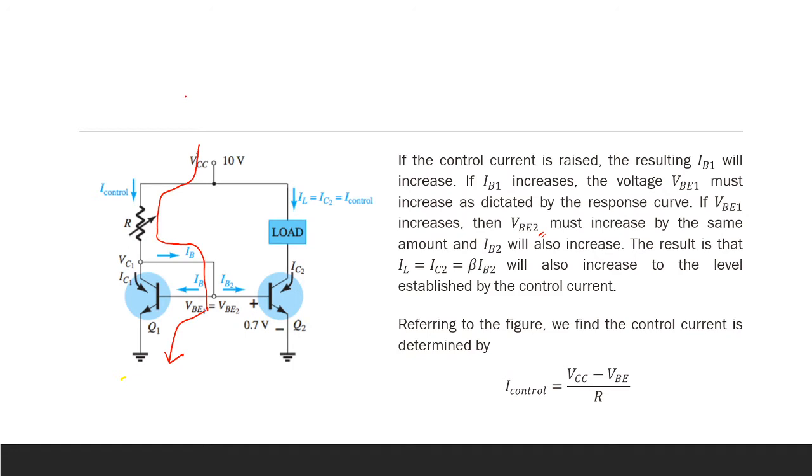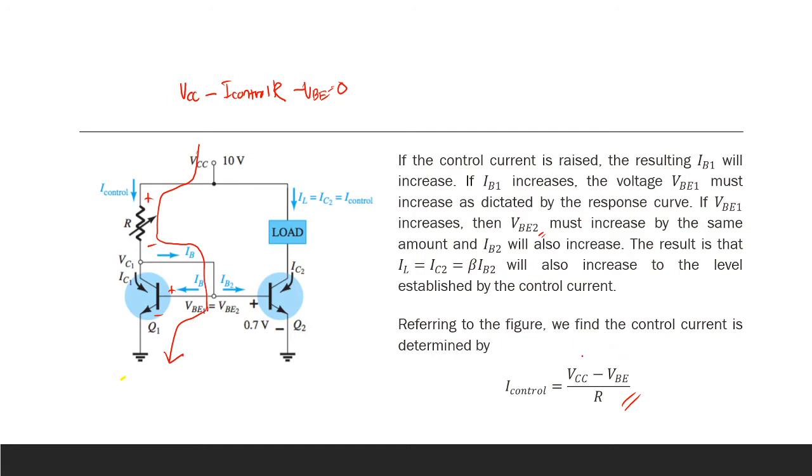So yung equation natin dyan for the KVL is VCC minus I control times R minus VBE equal to 0. Pag in-extract natin yung I control, we will arrive at this equation. So that is how we determine.